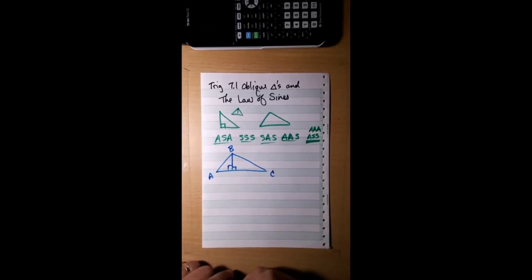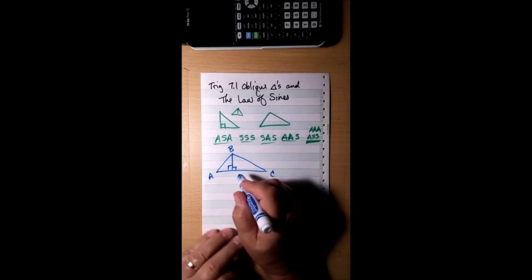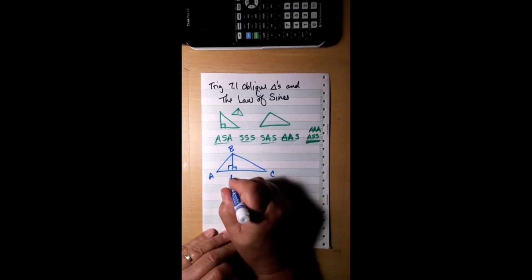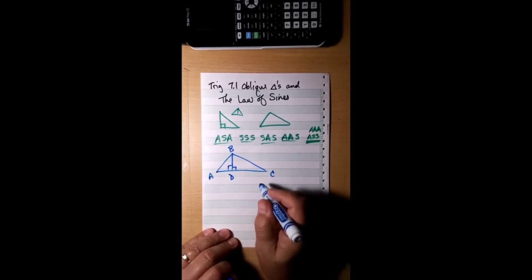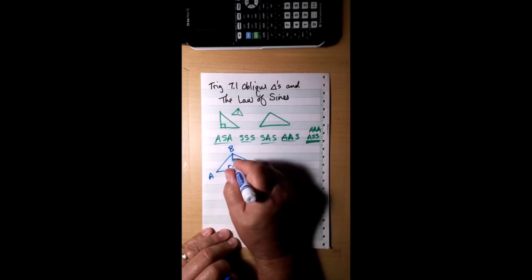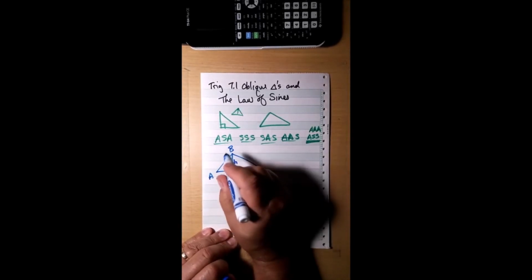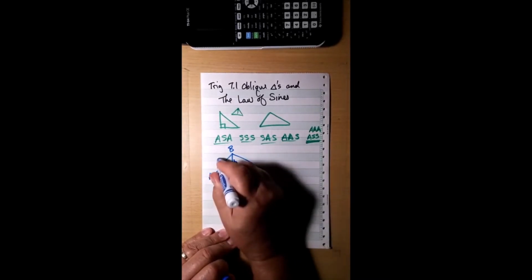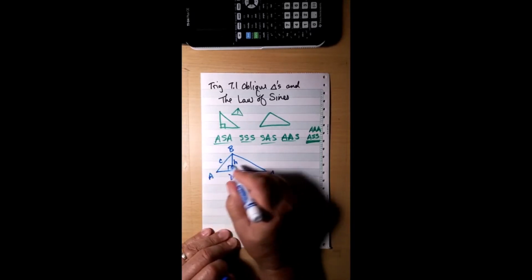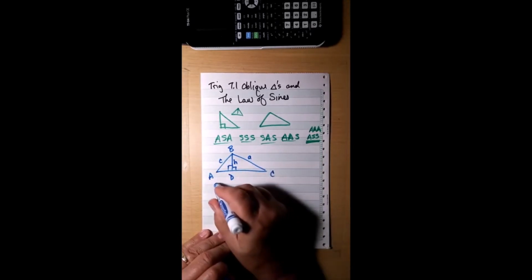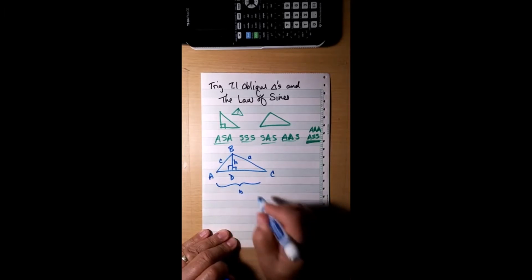Remember, this is not a right triangle. Only these that we created are right triangles. We'll call this point D. This is H, the height. The side opposite C is little c, the side opposite A is little a, and this entire side is little b.